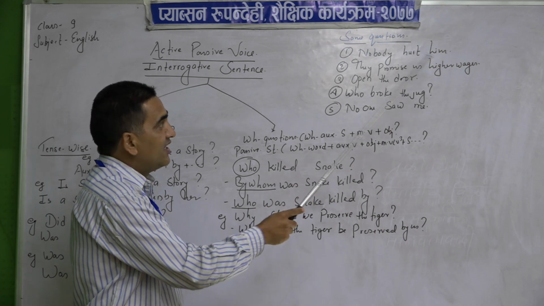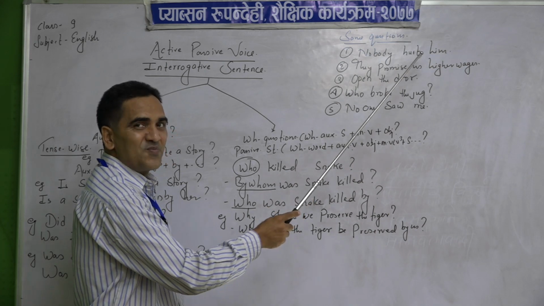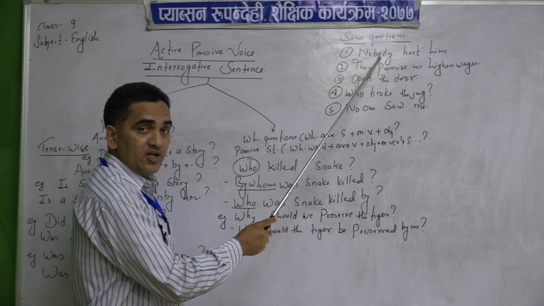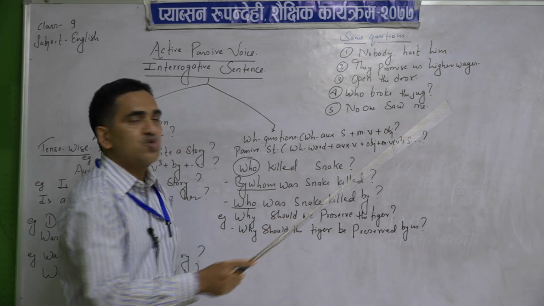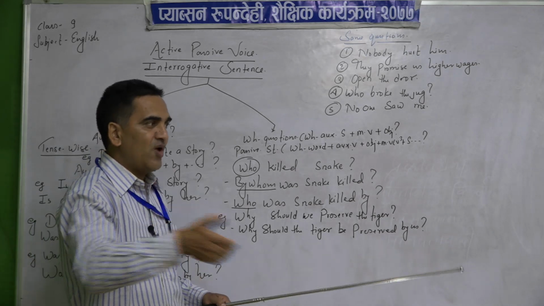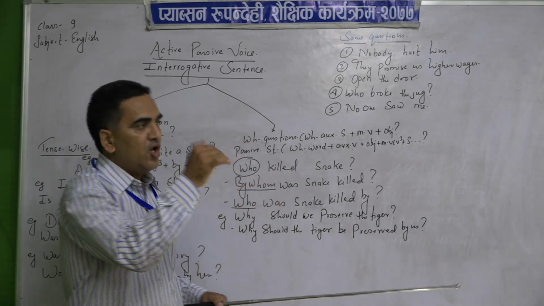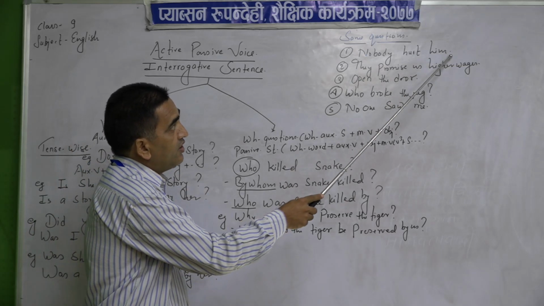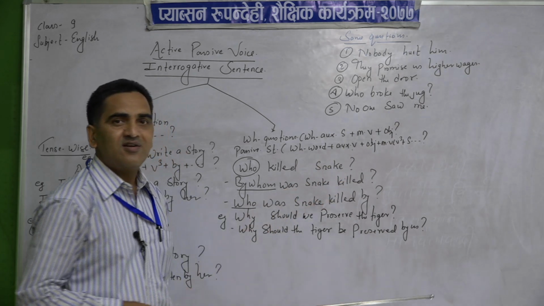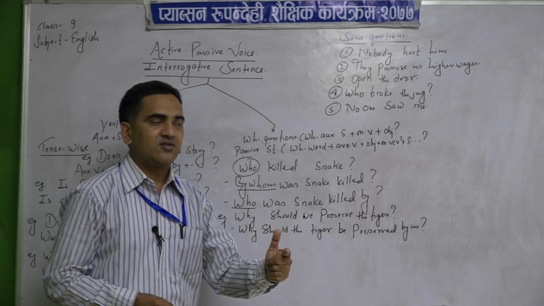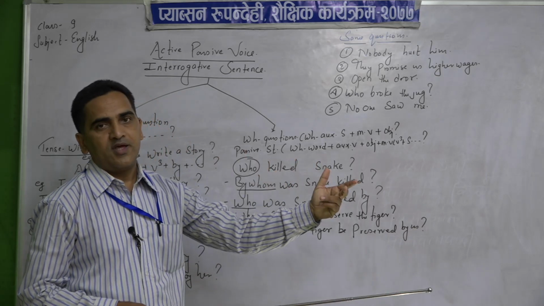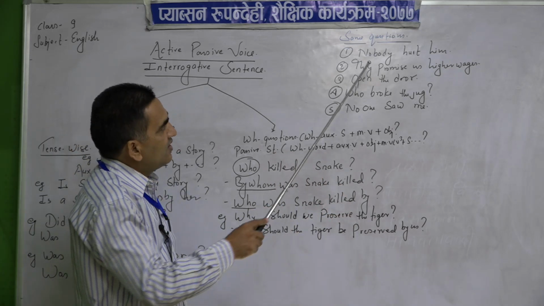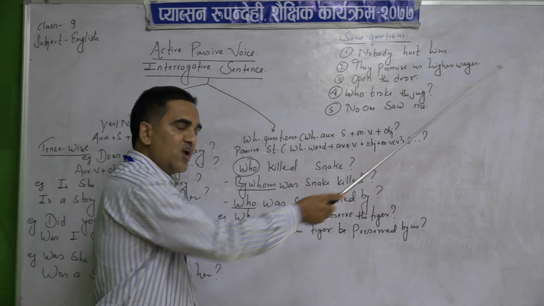No, it is wrong. First you find out whether it is negative or positive. Okay, my dear student, nobody hurt him. Nobody is a negative word. When you find nobody, no, nothing, the passive should also be negative. When active is positive, passive is also positive. When active is negative, passive is also negative. So nobody means a negative word. So you can write: he was not hurt. H-U-R-T. Hurt. Okay. Now you see, he was not hurt. Number one is okay. Good.